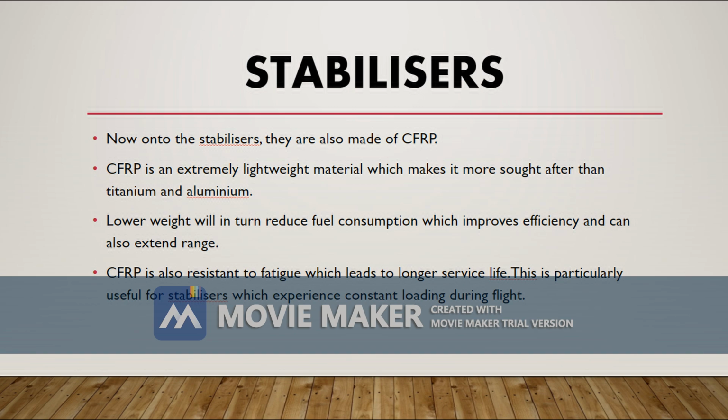Now we'll move on to the stabilizers. Stabilizers are also made of CFRP like many other parts. This is mainly because CFRP is extremely lightweight, more so than traditional materials like titanium or aluminium. This low weight reduces fuel consumption, which improves efficiency and can also extend the range of the aircraft. CFRP is also fatigue resistant, which leads to a longer service life, which is particularly useful for stabilizers which experience constant loading during the flight.